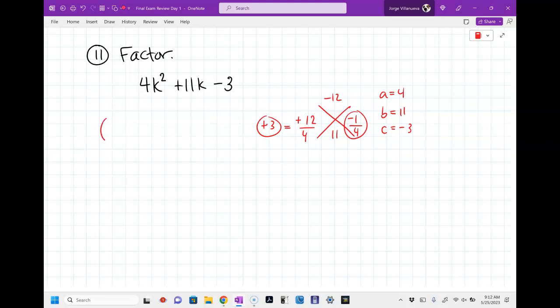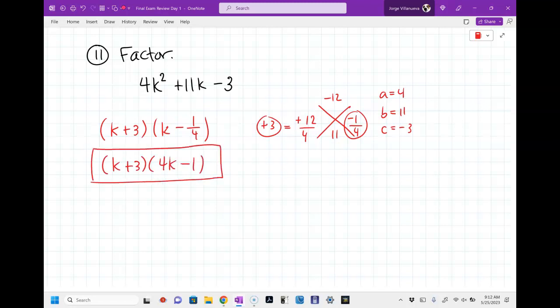So, K plus 3, K minus a quarter. Now, I don't want that 1/4, right? So I'm going to get the 4 and move it towards the front of the K. So that's K plus 3, 4K minus 1, and that's it. All right? So we'll stop here.